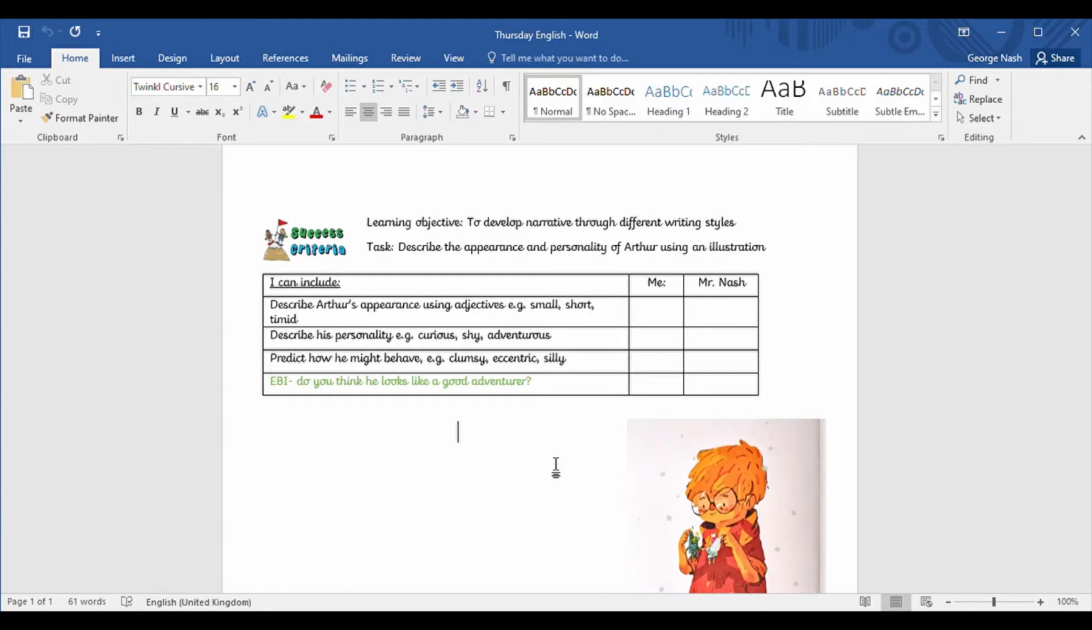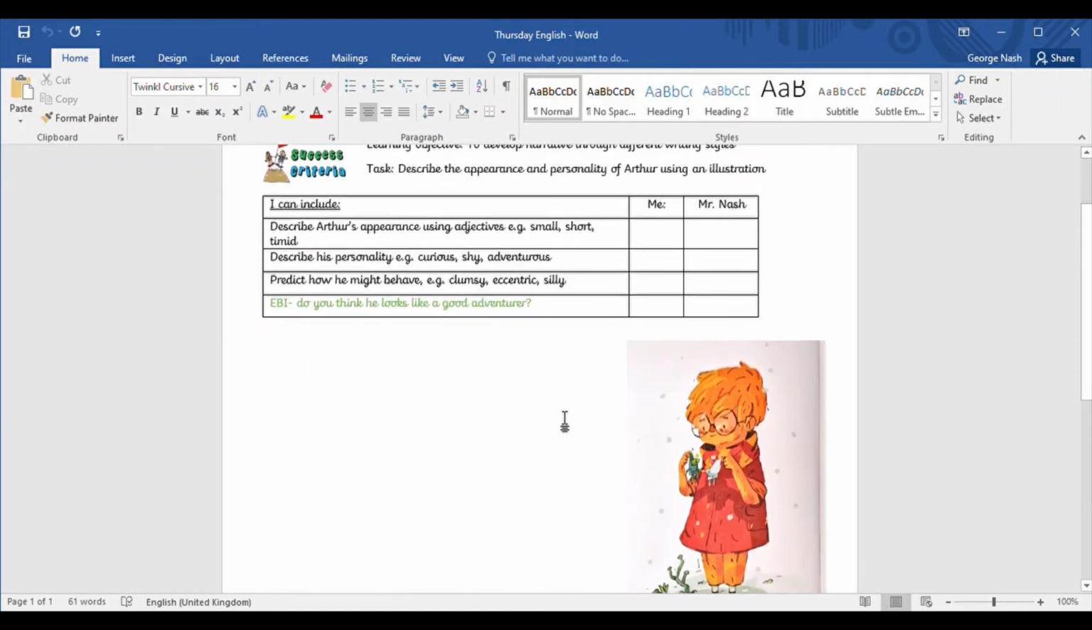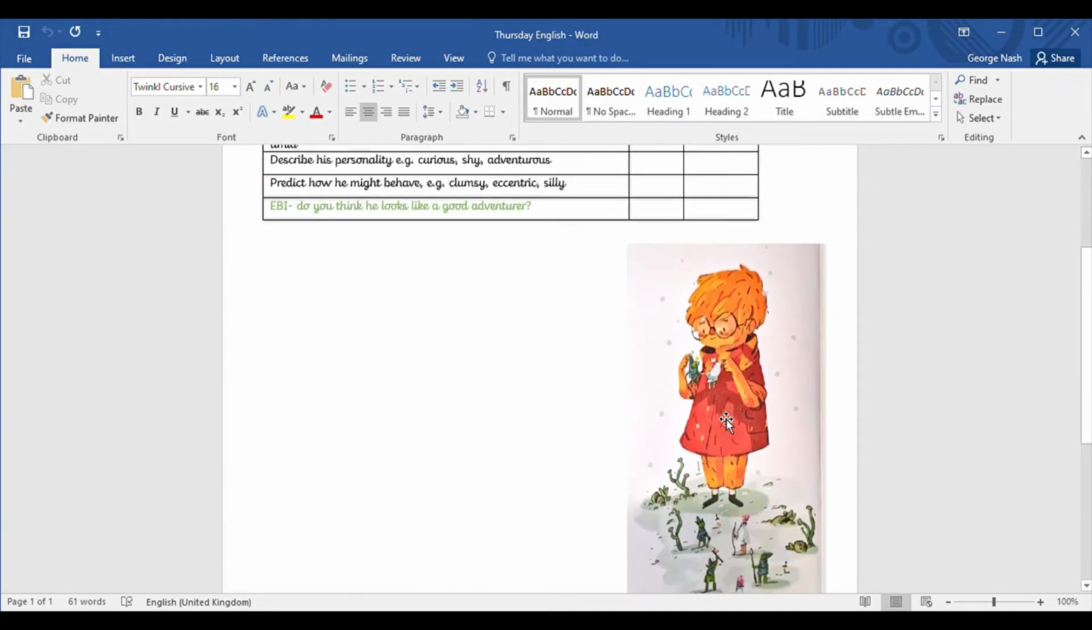Today's learning objective is to develop narrative through different writing styles, and our task will be to describe the appearance and personality of Arthur using an illustration. Now here is the illustration that we're going to look at today.